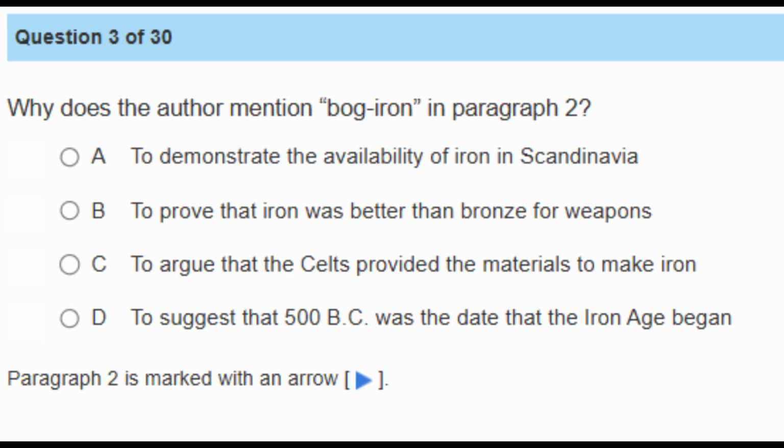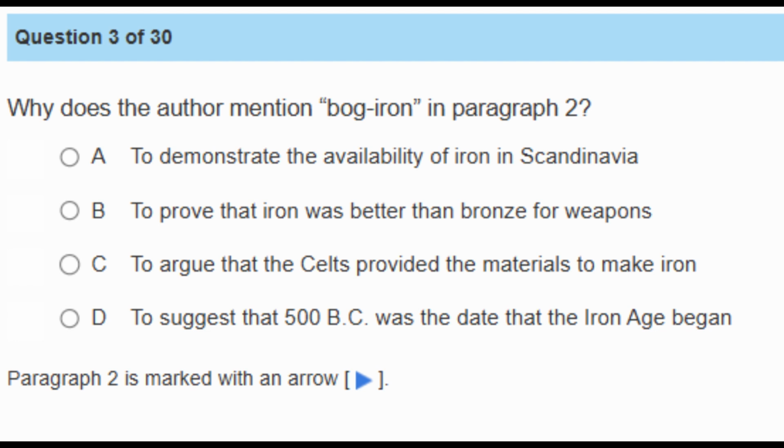Okay, everybody, now we're going to move on to question number 3 of the reading practice test. So first, what we do is we read the question. Why does the author mention bog iron in paragraph 2? Okay, so once again, we're going to be focusing on paragraph 2.